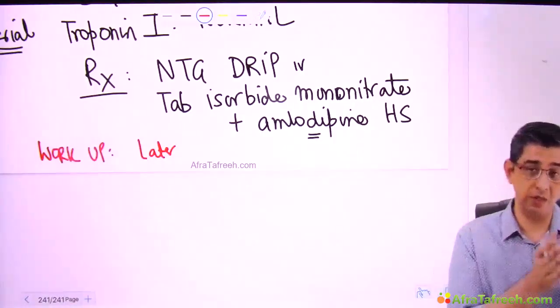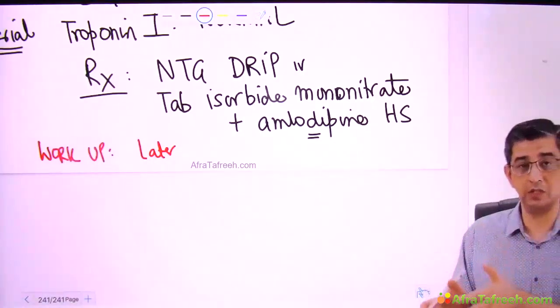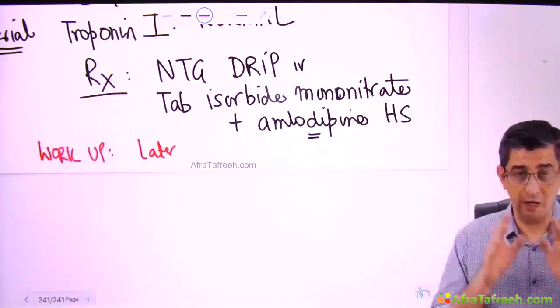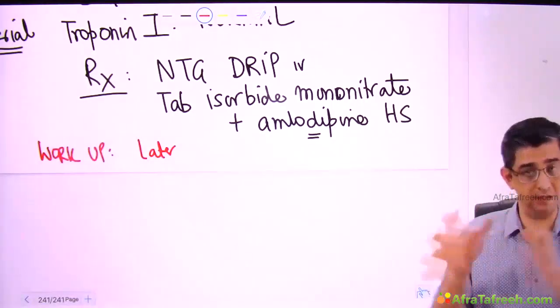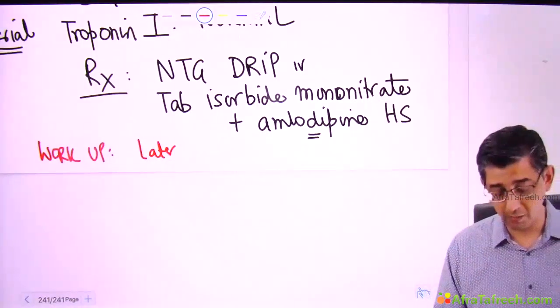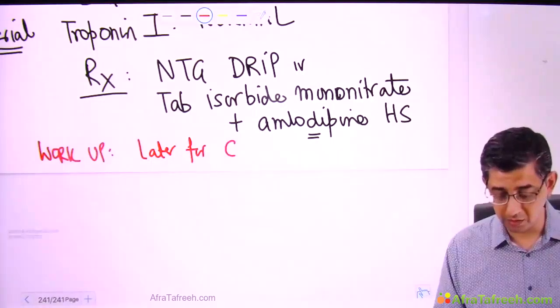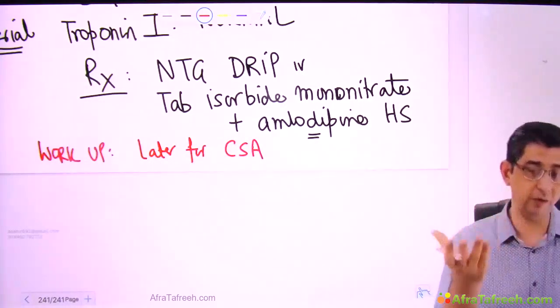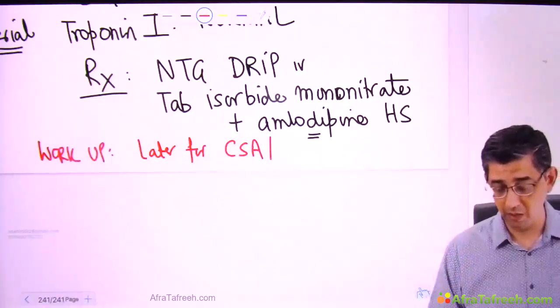It could be coexistent with unstable angina. It could be coexistent with Prinzmetal angina also. I have tried to give you a discussion in black versus white, but they can be coexistent. Shades of gray also can be present. So work up later for these patients for chronic stable angina as well. That is, if required, coronary angiography would be required, or work up these.